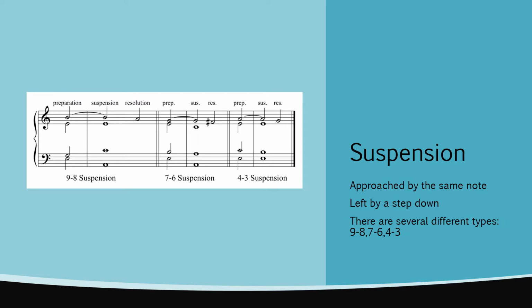The third type of non-chord tone that we will be discussing today is called the suspension. The suspension comes in 3 different parts: the preparation, the suspension, and the resolution. The preparation happens before, and it holds over to the suspension, and the suspension is going to be held above a chord that is not its own. So, thus the non-chord tone.